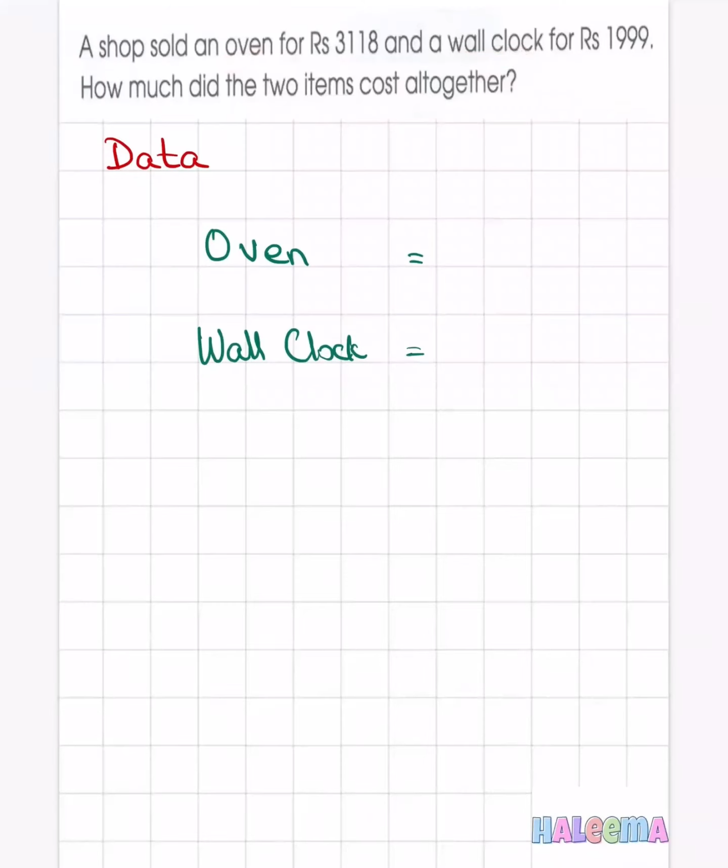Now let's look at the amount. The oven was sold for 3,118 and the wall clock was sold for 1,999. In this question, we simply have to add. Okay, starting from the ones place, we have 8 plus 9, which makes it 17. We'll have 1 carry here and 7 down.